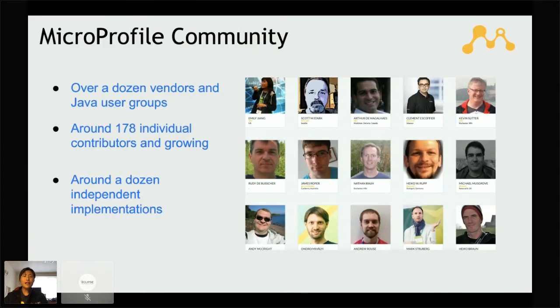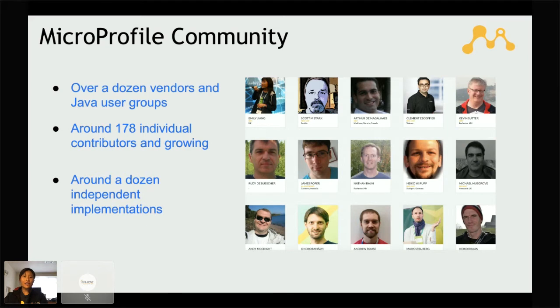The community has over a dozen vendors, including IBM, Red Hat, Payara, Tomitribe, London Java Community, and also Oracle and Microsoft, together with others. Today I checked, there are about 178 individual contributors, and it's still growing. I can see it growing every month. It picks up more contributors, which is very healthy. So this community is heading in the right direction, because it's attracting a lot of attention, which is great.